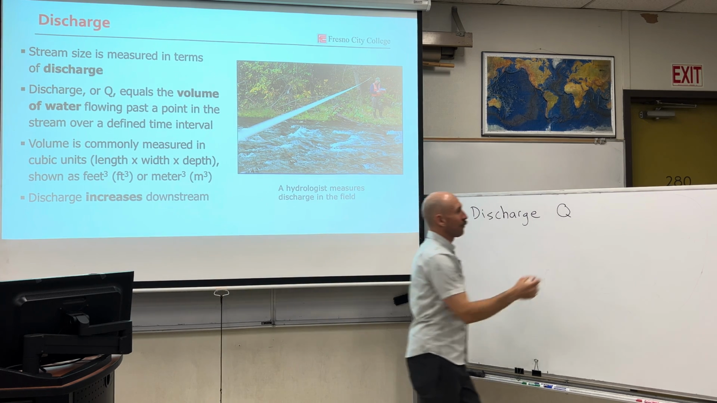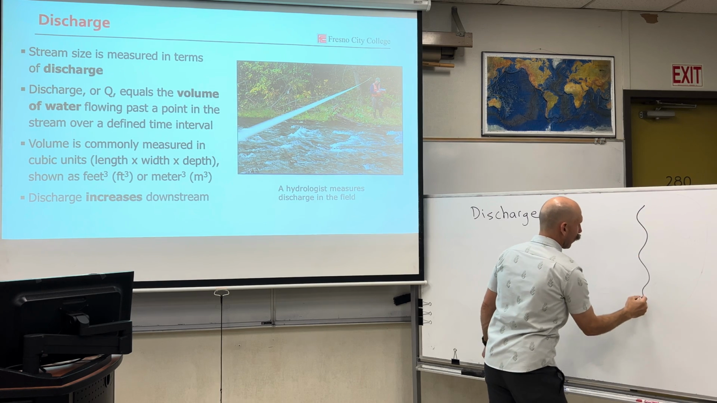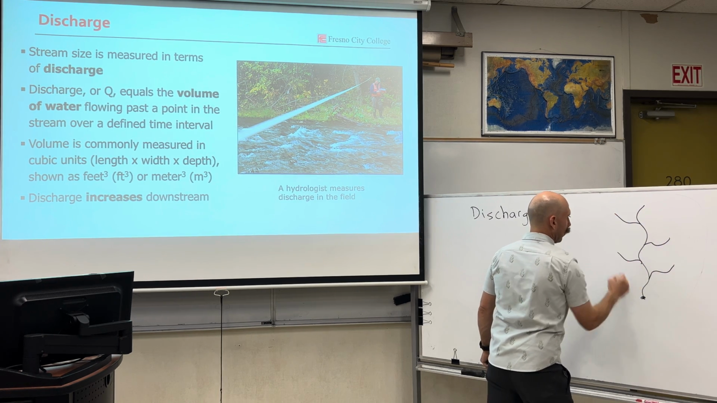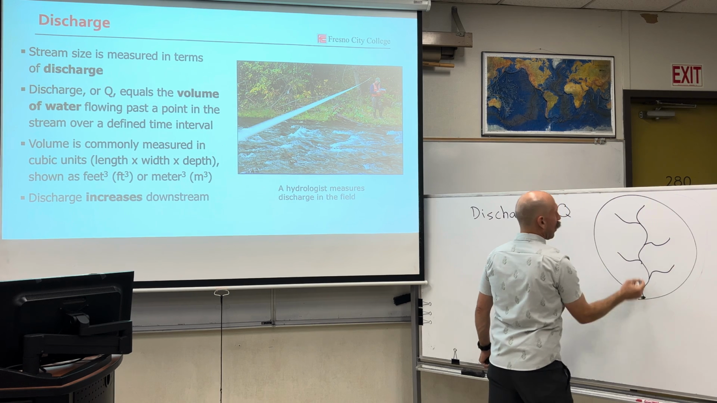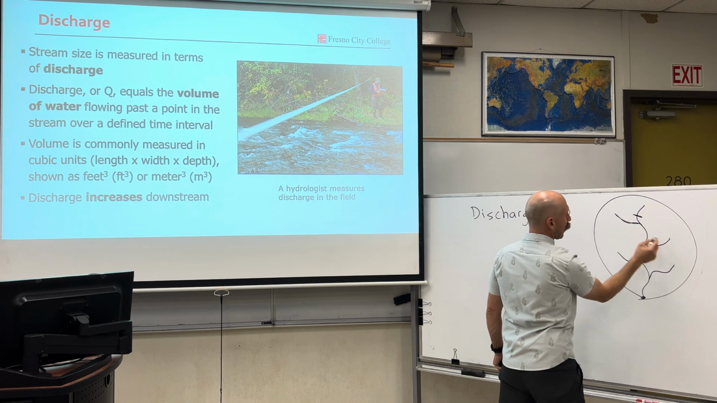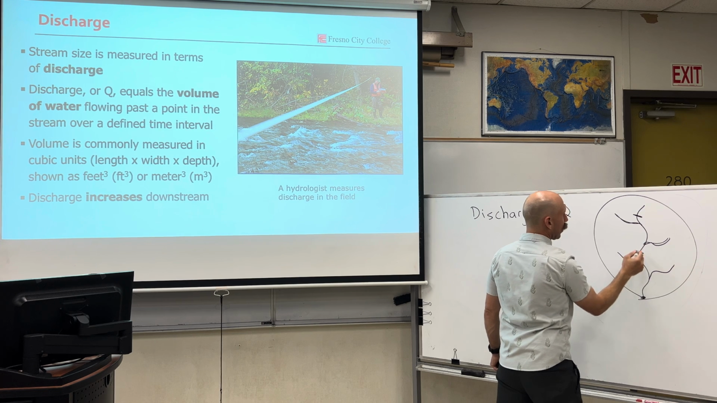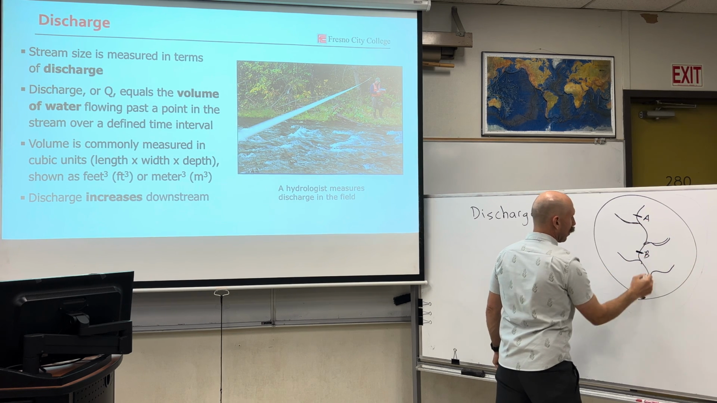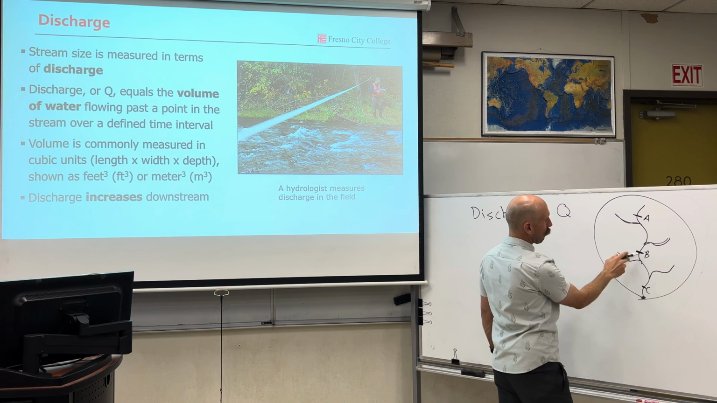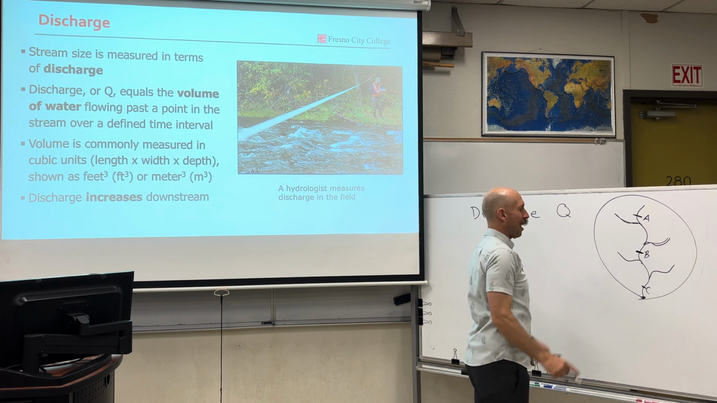And that makes sense if we think about a catchment. If we measured how much water is flowing here, it's less than the input of here and here. Then we would see here, A, B, C. So more volume at C, less volume at B, least volume at A.